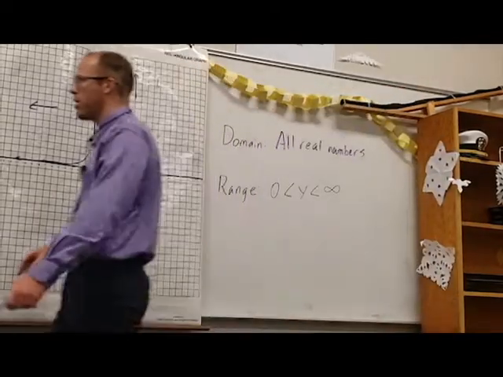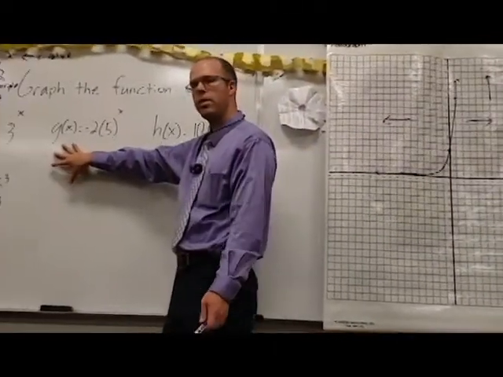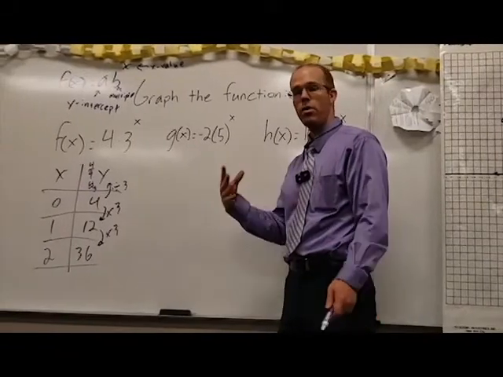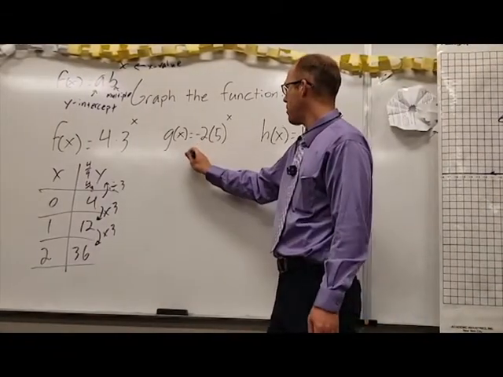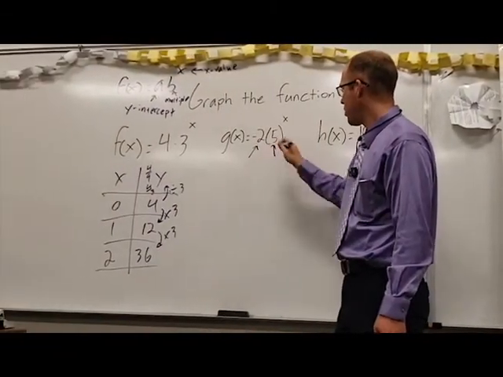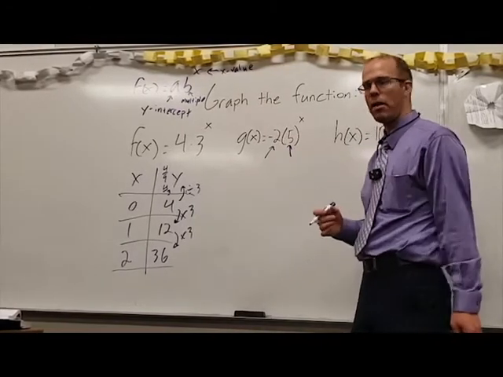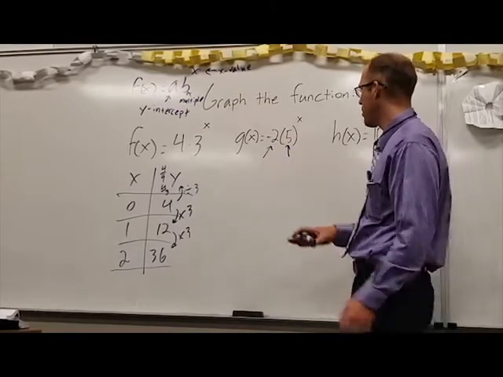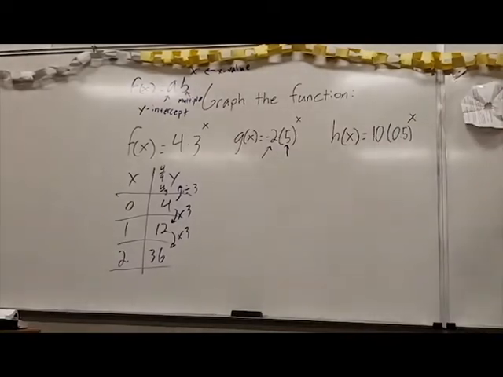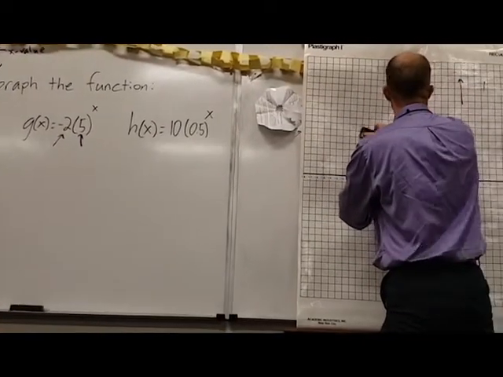Okay, let's take a look at our next one. Now this one I'm not going to do a table of values, although if you want to, you can. I'm just going to look at my y-intercept and my multiple and think about what that does to the graph. So our y-intercept is -2. Let's go ahead and put that on the graph.